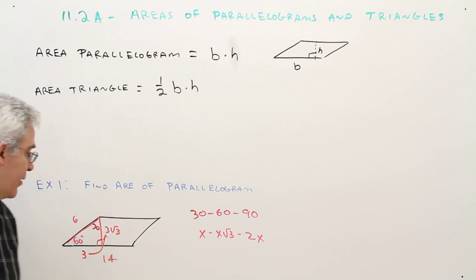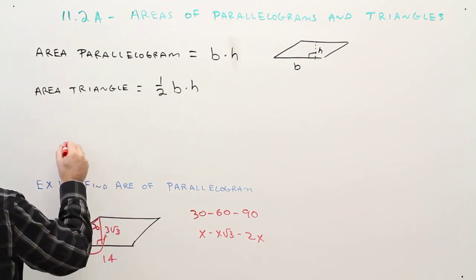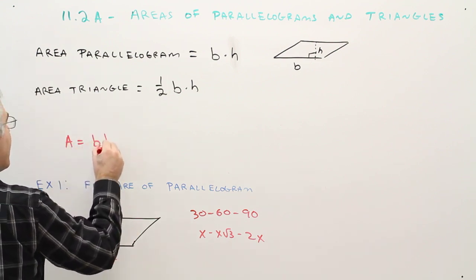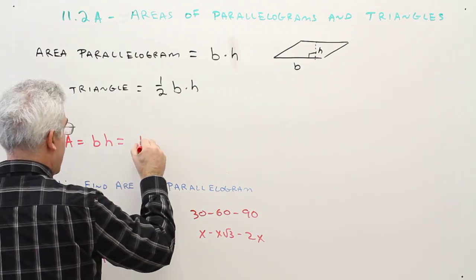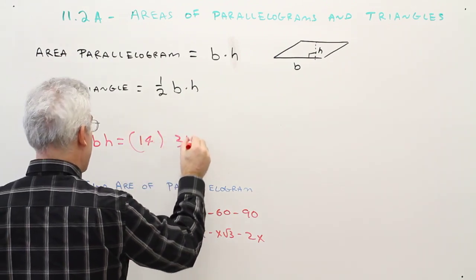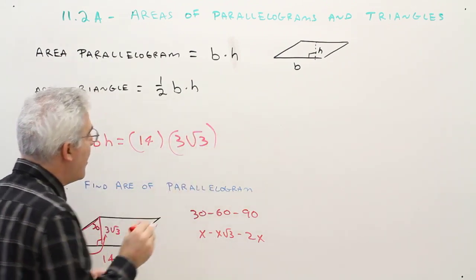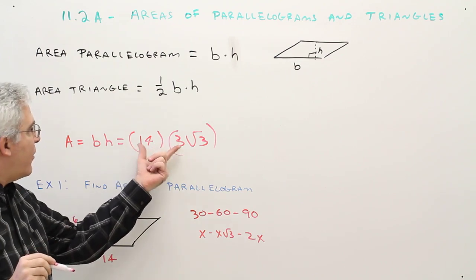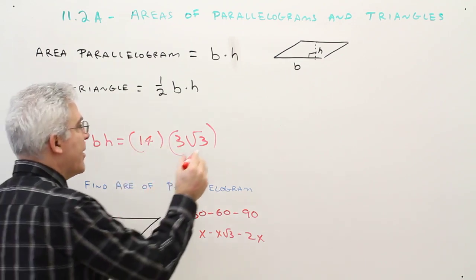So however you want to do it. So now I've got the height, the base, I'm done. So I'll just write the answer up here. So the area is base times height, 14 times 3 rad 3, 10, that's 30, 42 rad 3.